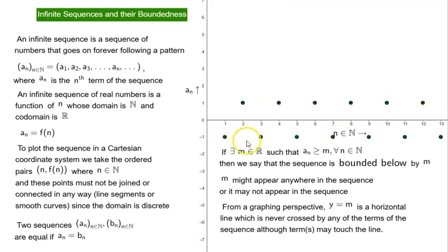Now what about this sequence? There is also a sequence. So here a sub n is equal to minus 1 to the power of n.